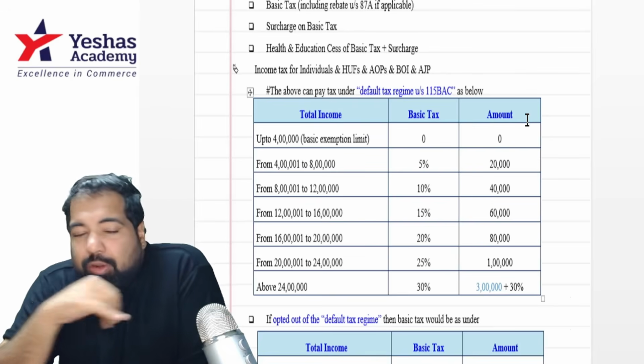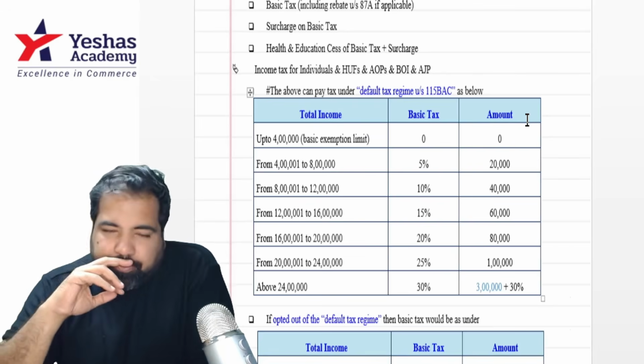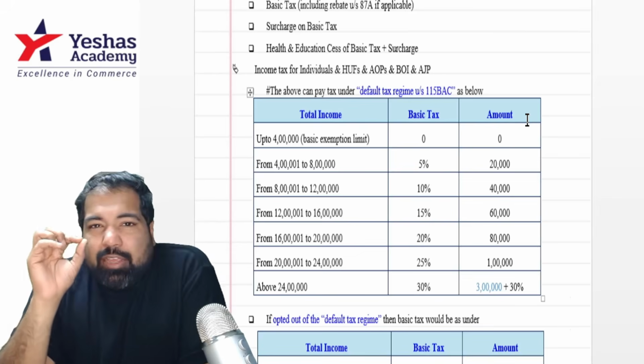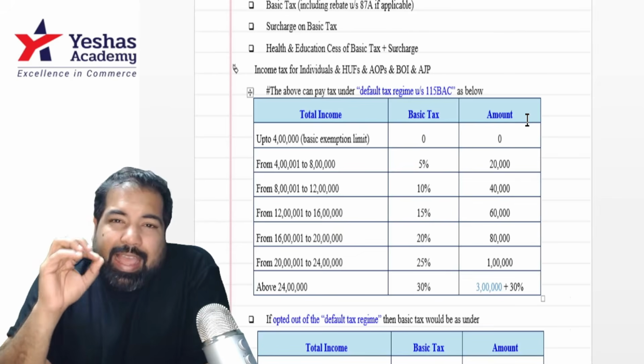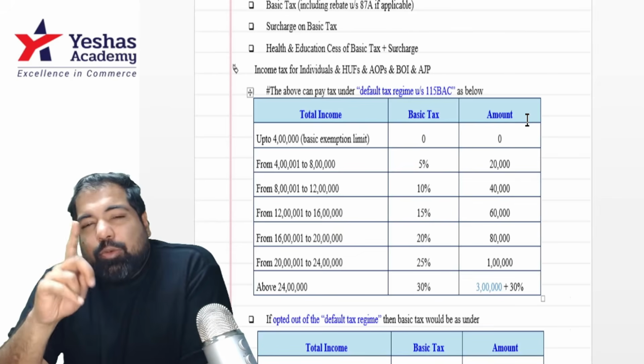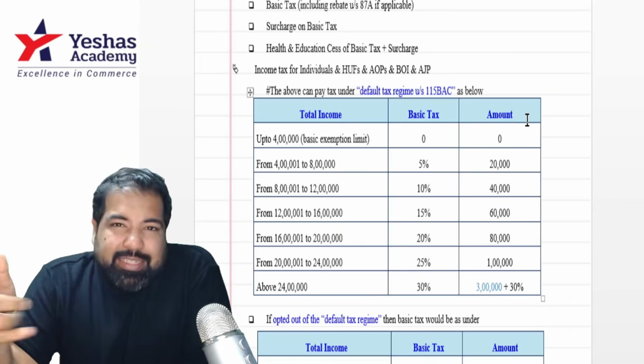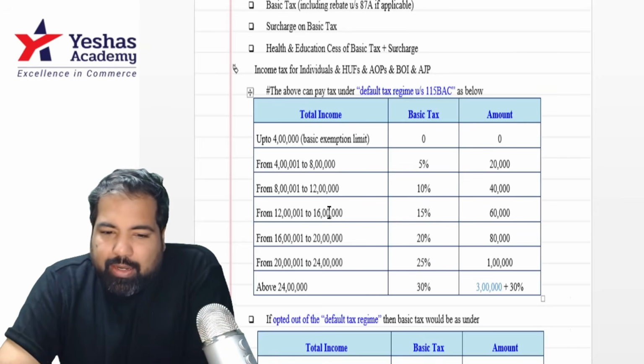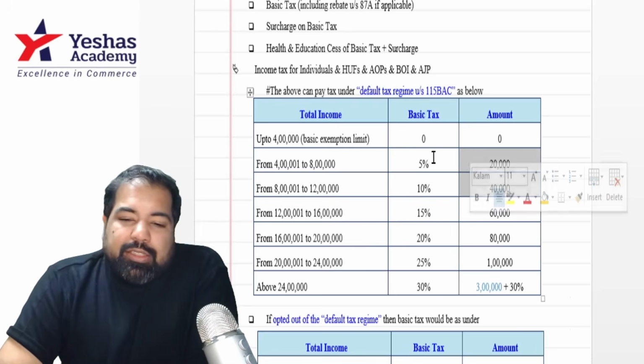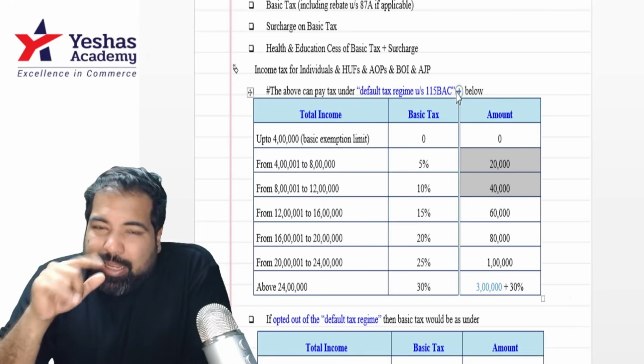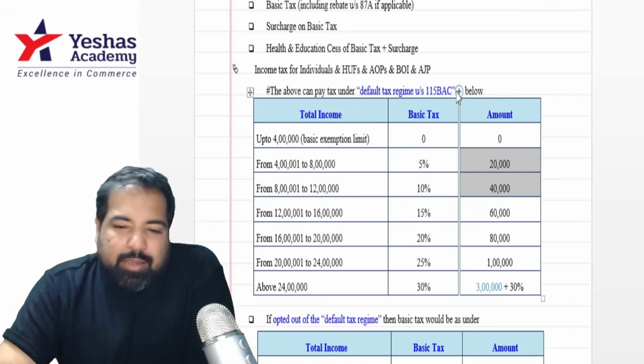And if you earn up to 4 lakh rupees, then forget it, no tax at all. Not just this, they have increased the rebate limit to 12 lakh rupees. That means if you earn up to 12 lakh rupees and your tax comes out to be 60,000 rupees, you don't have to pay it, because it will be considered as a rebate under section 87A. We'll talk about that, and we'll take a sum also on that.